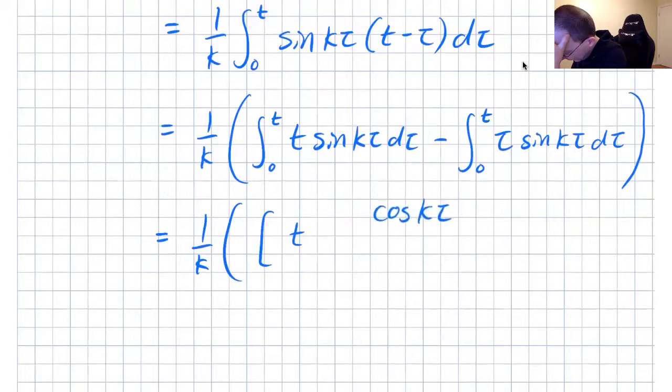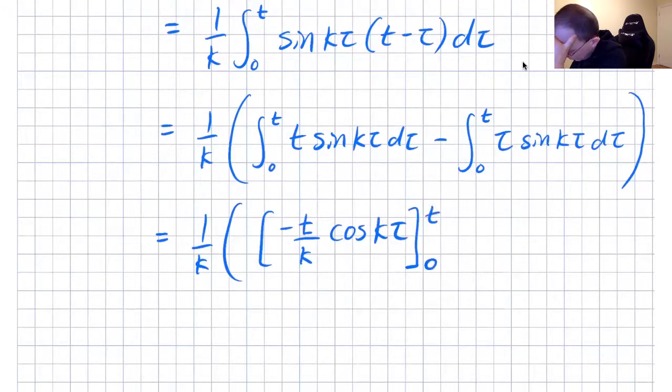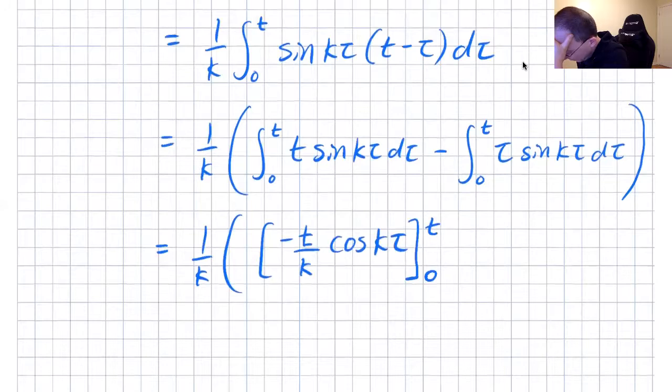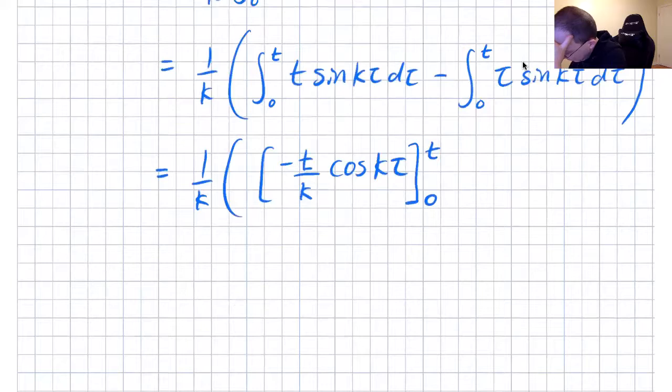Right, so this, let's see, we need here. So this will be, yeah, let's just delete that. So we're going to get minus t over k, and then cosine k tau, evaluated from 0 to t. Okay, so let's just check. If we take the derivative of this, then it'll become negative sine kt times k. So that'll cancel those, and we'll end up with this. Okay, perfect. So there's the integral there.